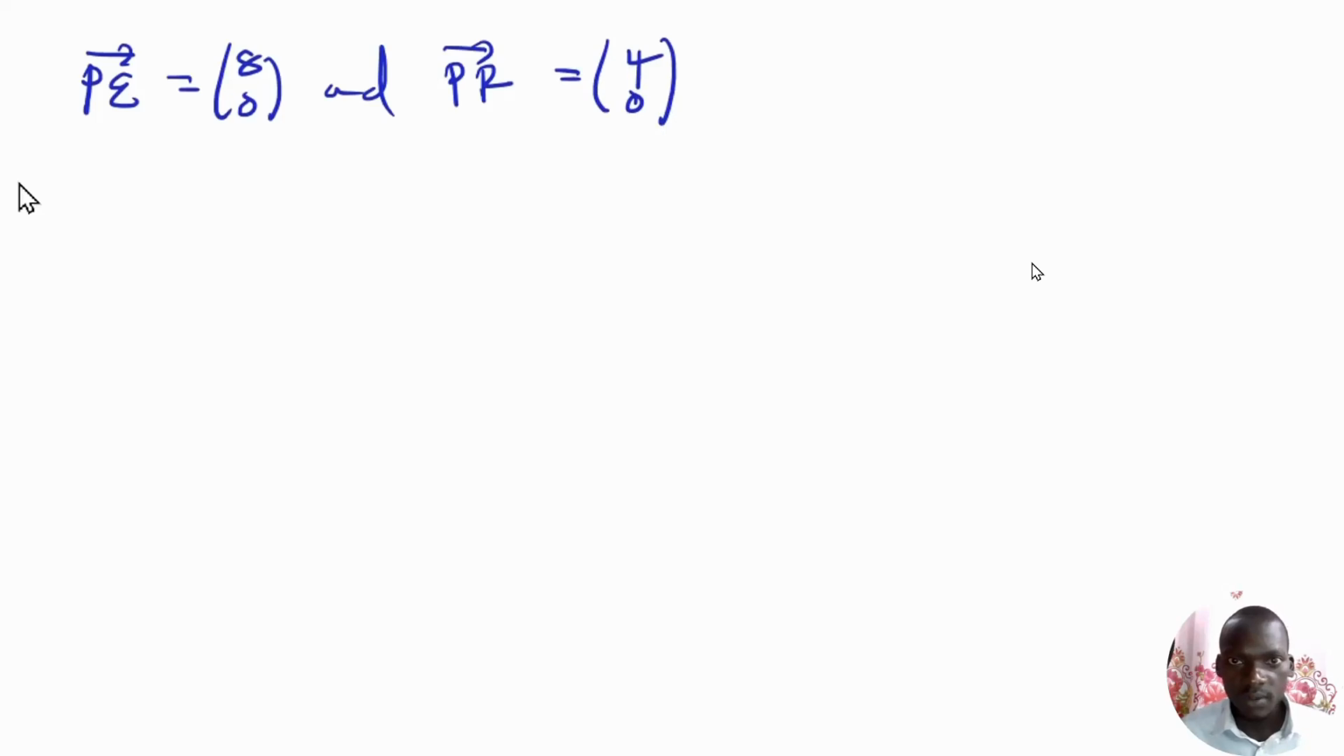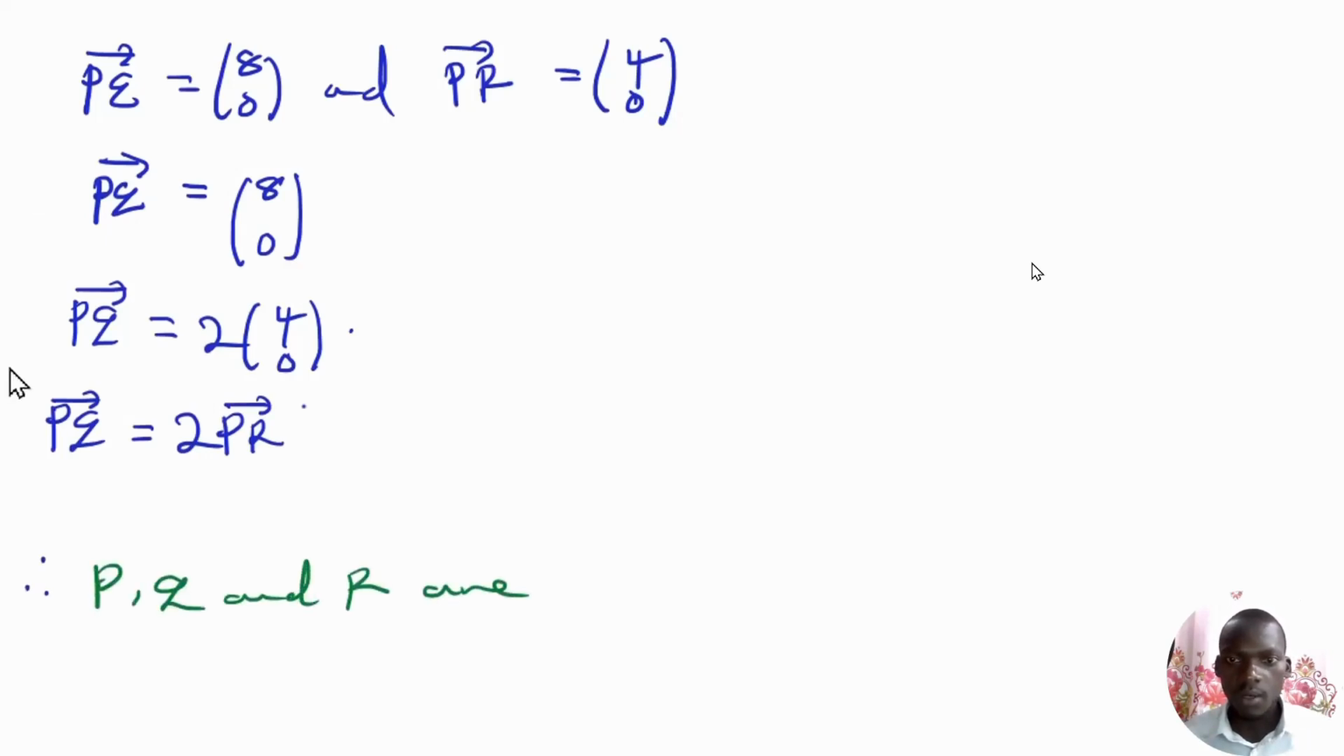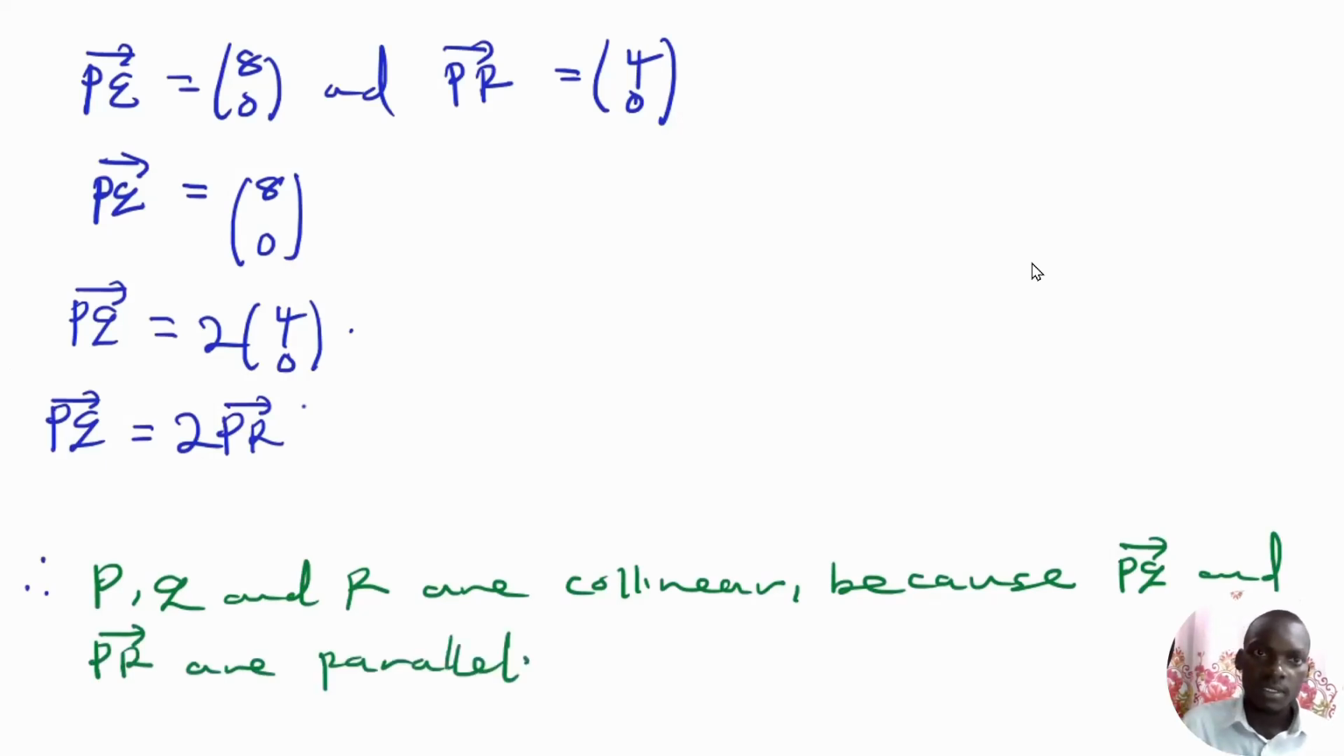So let's try to see whether we can express one of these vectors in terms of the other. Vector PQ equals (8, 0). Let's pull out a 2. So vector PQ equals 2 times (4, 0). But vector (4, 0) is the same as vector PR. So vector PQ equals twice vector PR, implying that these two vectors are parallel. Therefore, we can deduce that points P, Q and R are collinear because vector PQ and vector PR are parallel. So this becomes our answer.